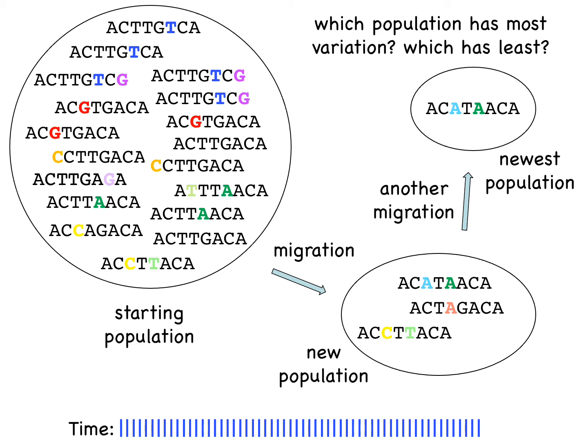Another thing you can tell is which populations are migrating, because new mutations are occurring in the populations that are migrating that aren't present in the starting population. So you can kind of track movement by looking at the occurrence of these new mutations that are present in the migrating populations.